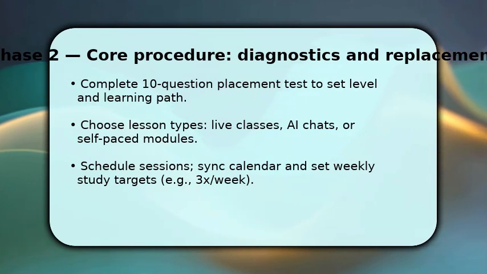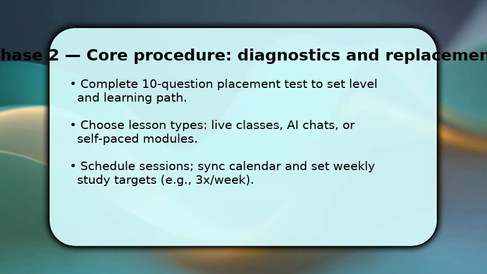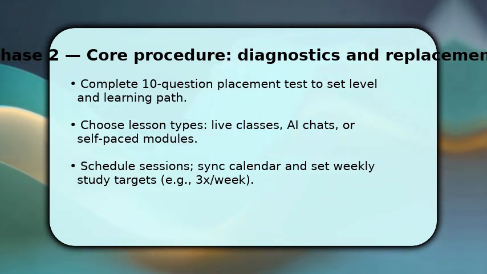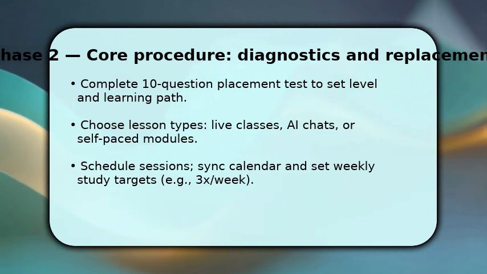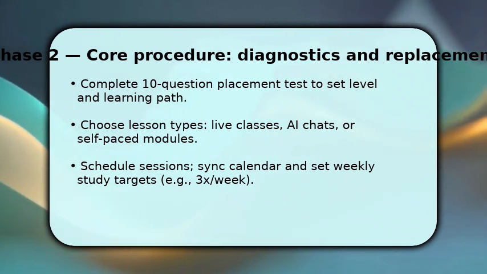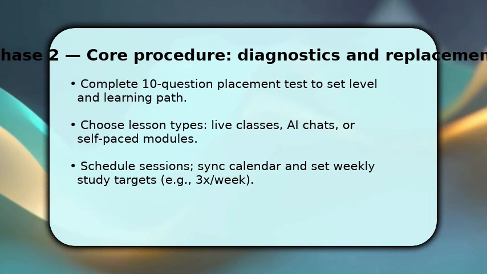Next, take the placement test. Answer 10 mixed items so the app sets your level and learning path precisely. Then pick lesson formats: live tutor classes for speaking, AI chat for daily drills, or self-paced modules for grammar and vocabulary, because mixing formats boosts retention.